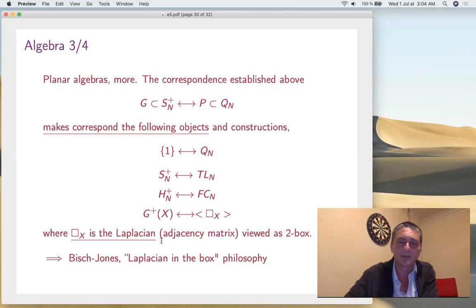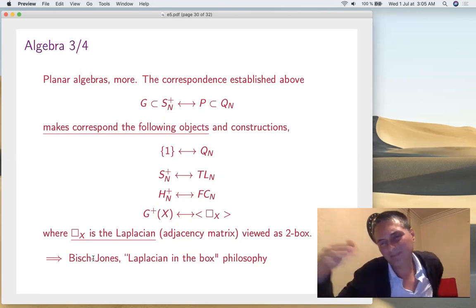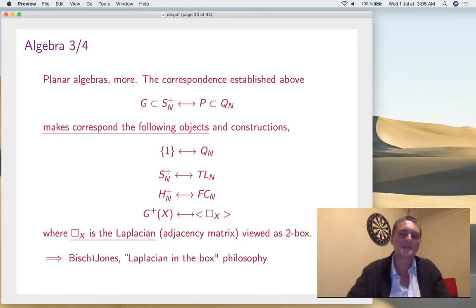Somehow the Laplacian is in the box. So there are many interesting connections of all this. For instance, all this work now by Simon Schmidt and the others, computing the G plus of X, that's very advanced. For instance, with respect to Vincent Jones and Liu, who are trying to classify these things in general, not in the spin case, by using some kind of bounds of the dimension. So yeah, all this is very interesting.